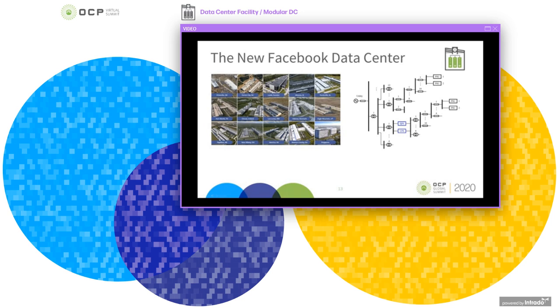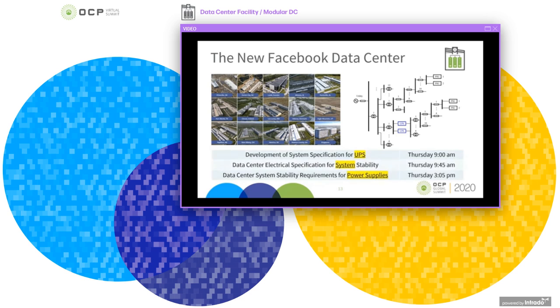If there is an inline UPS, as shown here in the diagram in blue, they are also subject to impedance specifications. So at this OCP, we have 3 talks dealing with these impedance specifications. This one is dealing with UPS, or will deal with UPS. The next one is on the system in general, and there is another talk on power supplies. These schedules shown here are before the OCP went virtual.